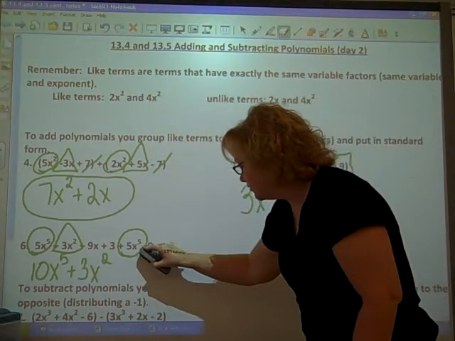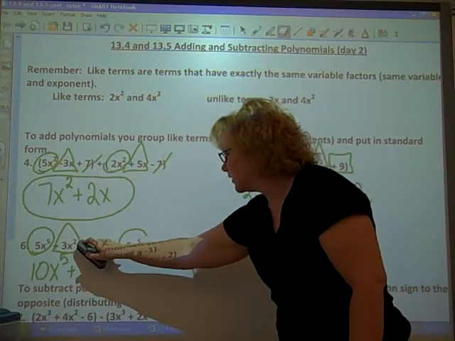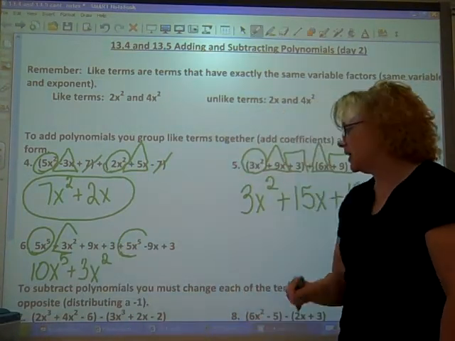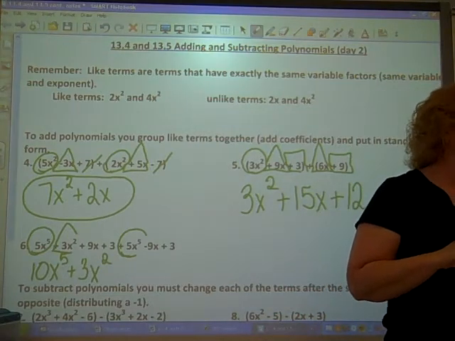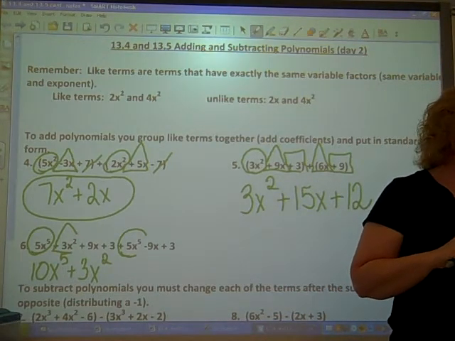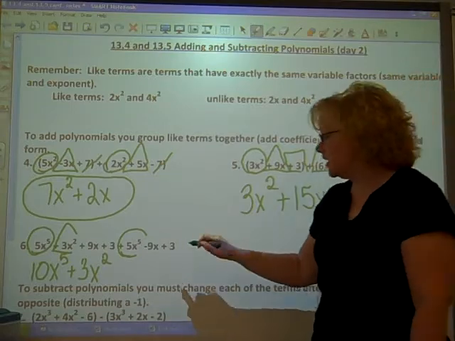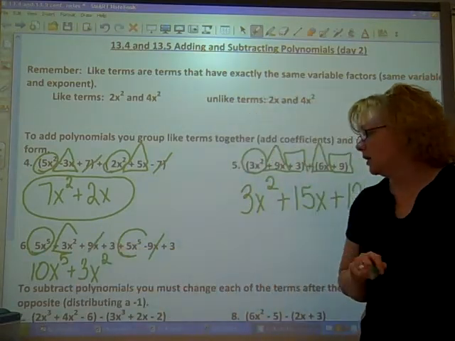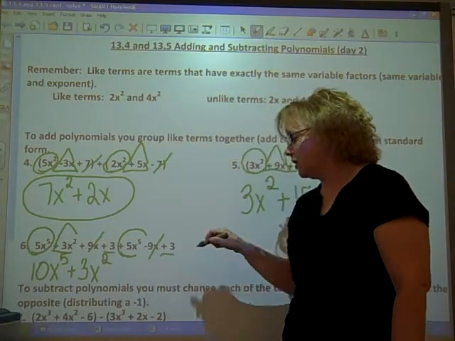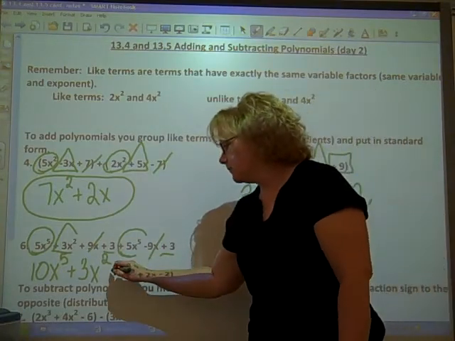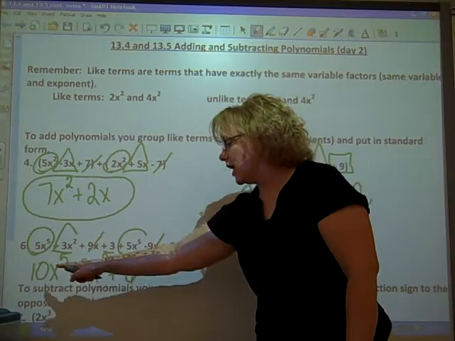Then I have a positive 9x and a negative 9x. What do we think is going to happen with that? Jacob, tell me. They're just going to cancel out. So this and this are just gone. And then I have plus 3 and another plus 3. What happens with those? Add them together. And I get 6.